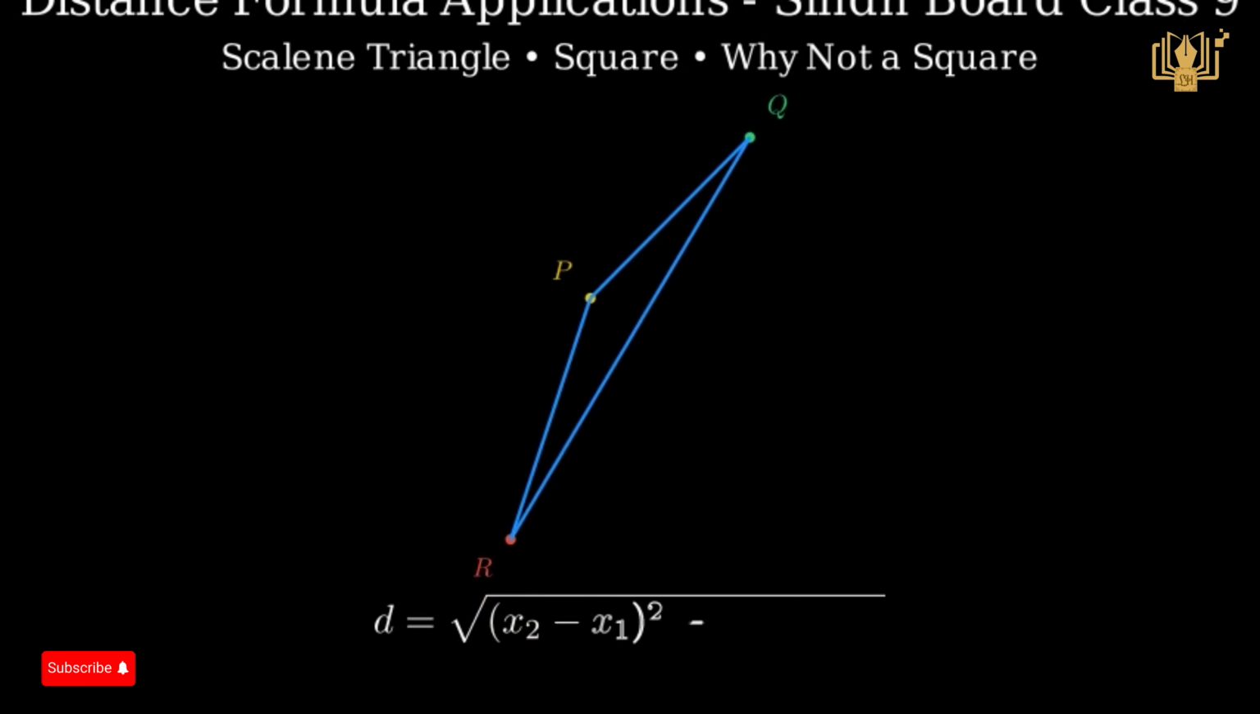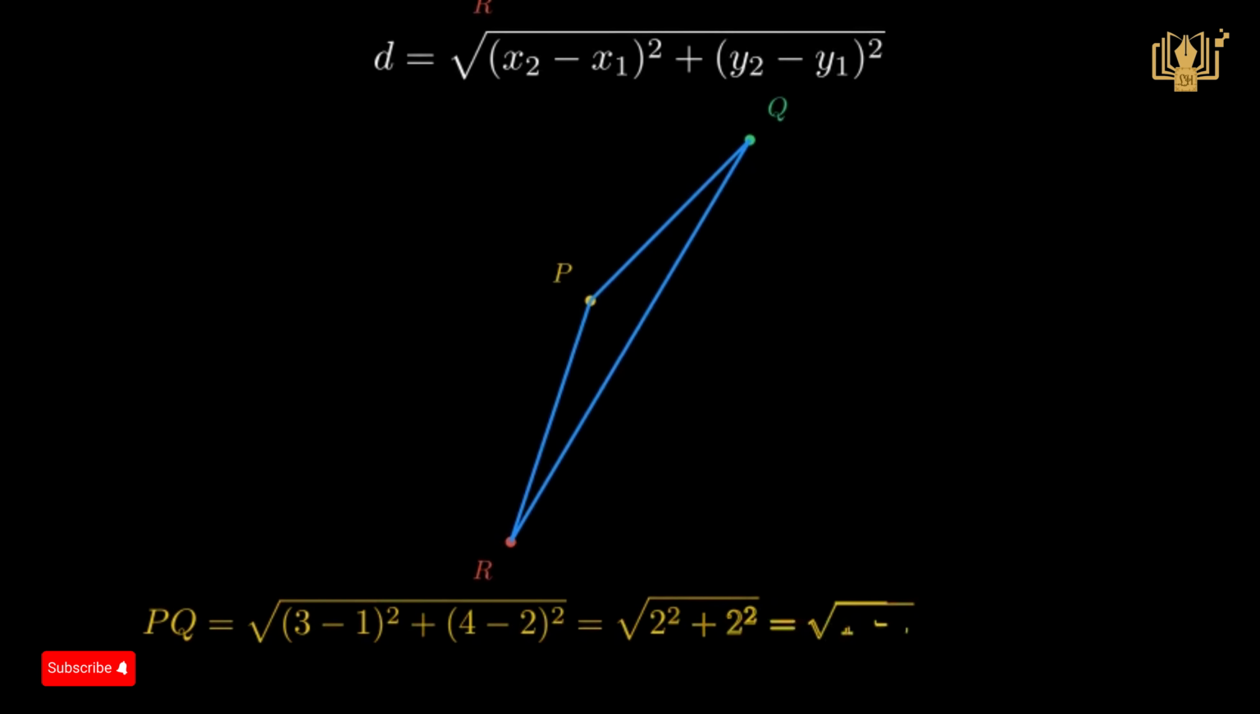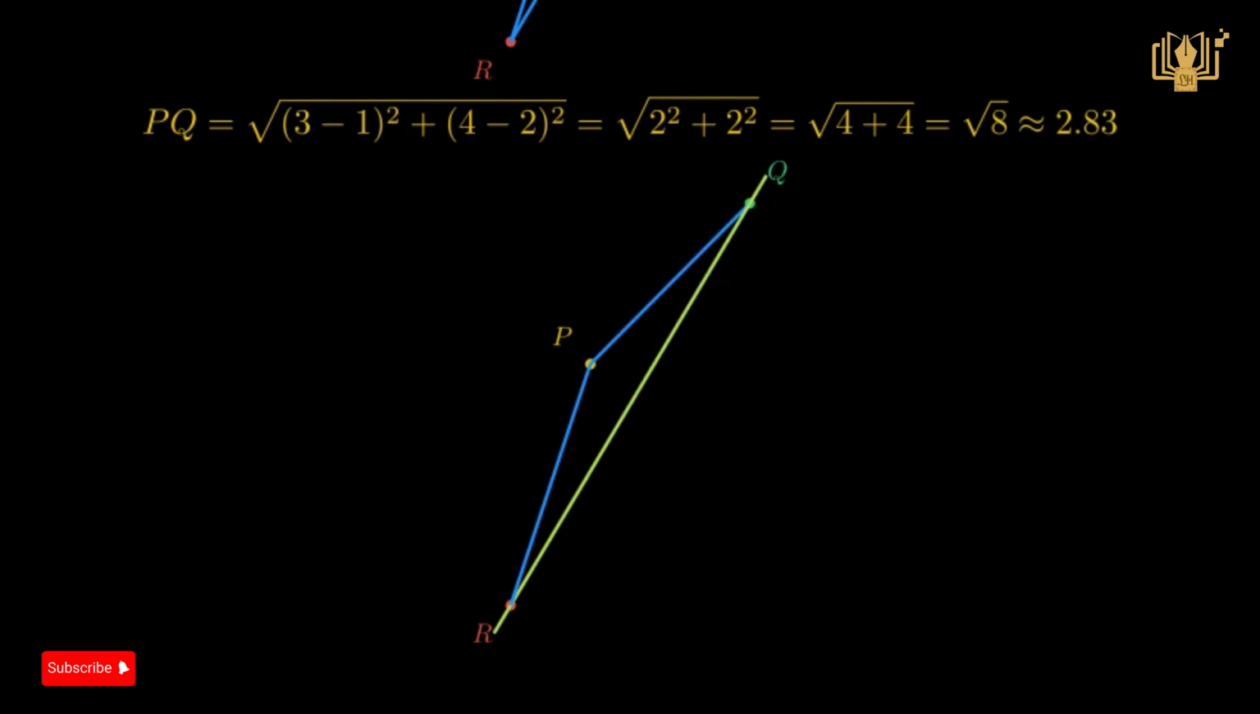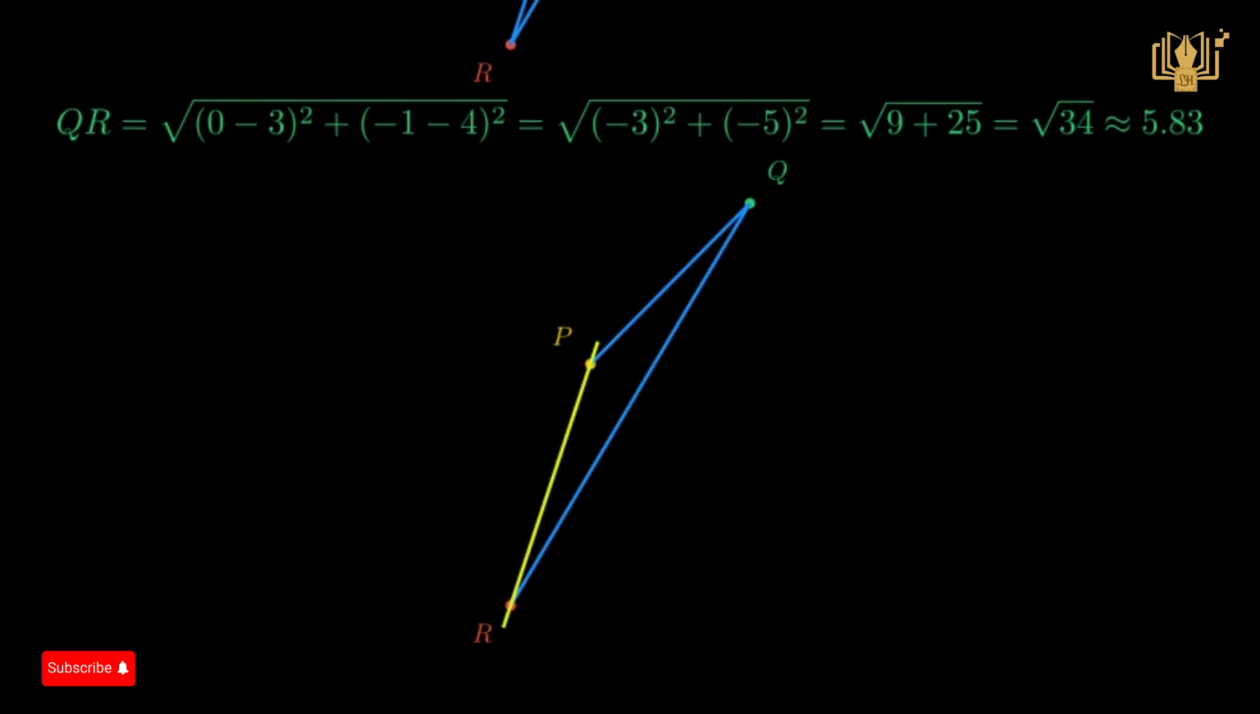We will use the distance formula. D equals the square root of open bracket x2 minus x1 close bracket squared plus open bracket y2 minus y1 close bracket squared. Let us find PQ. Now let us find QR. Finally, let us find PR. All three lengths are different, so triangle PQR is scalene.